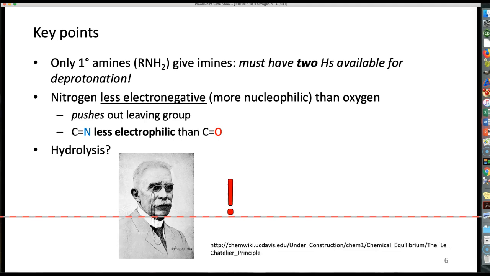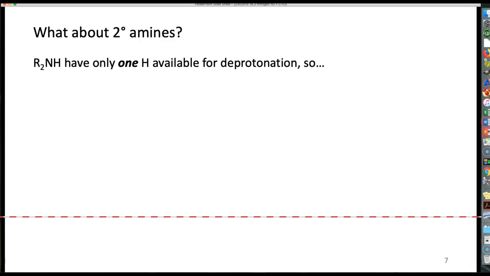What about hydrolysis? Well, hydrolysis of imines versus acetals, that's identical. Basically, all you have to do is take advantage of good old Le Chatelier and add lots and lots of water to push the reaction back to the carbonyl. Okay, great.